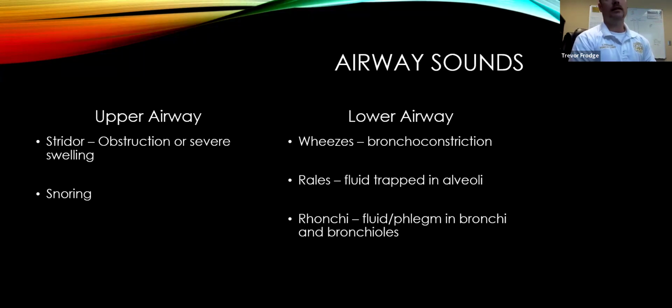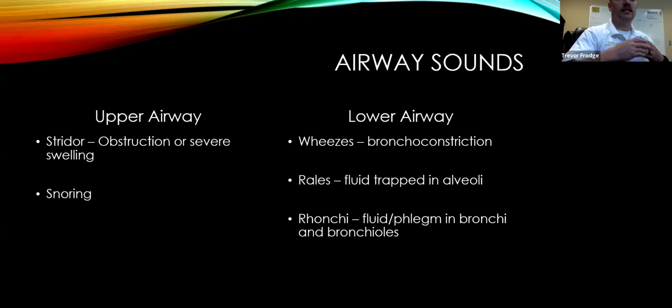Conversely, on the lower airway side, we're going to have wheezes, rales, or rhonchi. If you hear wheezing, that's bronchoconstriction, right? Bronchoconstriction meaning that their bronchi and their bronchioles are much more narrow. That's typically due to asthma. Can also be due to COPD exacerbation. Rales is some type of a fluid, so think pulmonary edema, and that fluid's trapped in the alveoli. And then rhonchi, which is like fluid or phlegm in the bronchi and bronchioles. It's just more centralized in your chest.